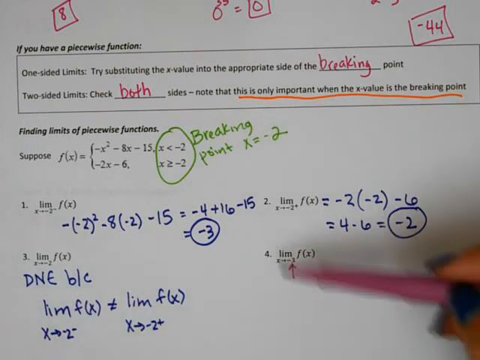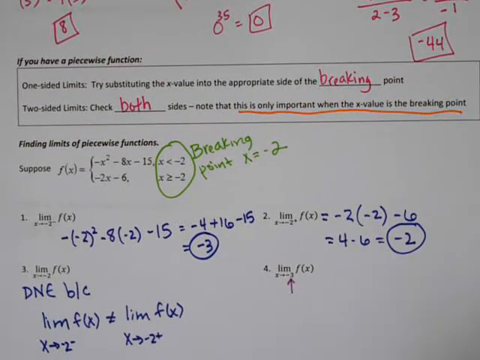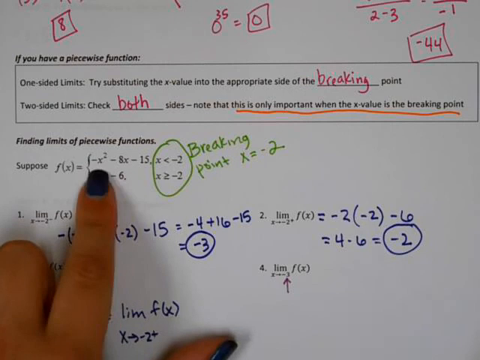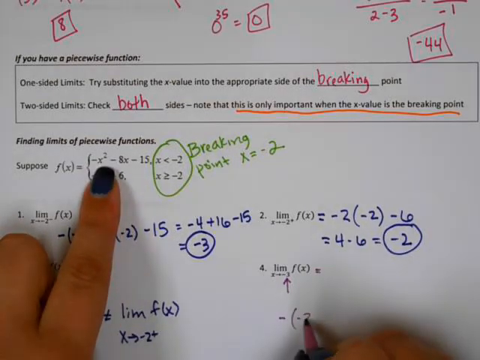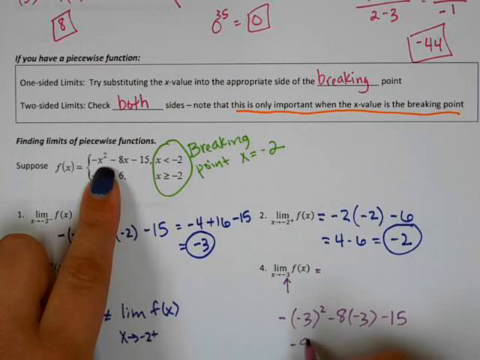I can treat this exactly like I treated numbers 1, 2, and 3. I just have to know which piece of my piecewise to plug it into. Since -3 is less than -2, I'm going to plug -3 into this quadratic function here. So -3 squared minus 8 times -3 minus 15. So I get -9 plus 24 minus 15, and so I get 0 for my limit.